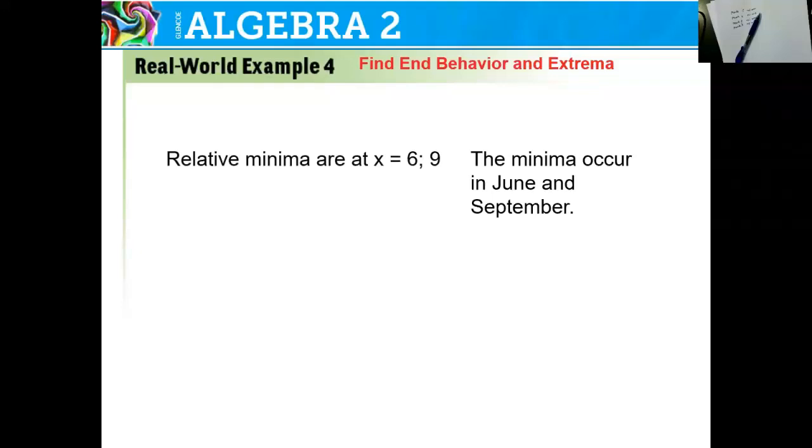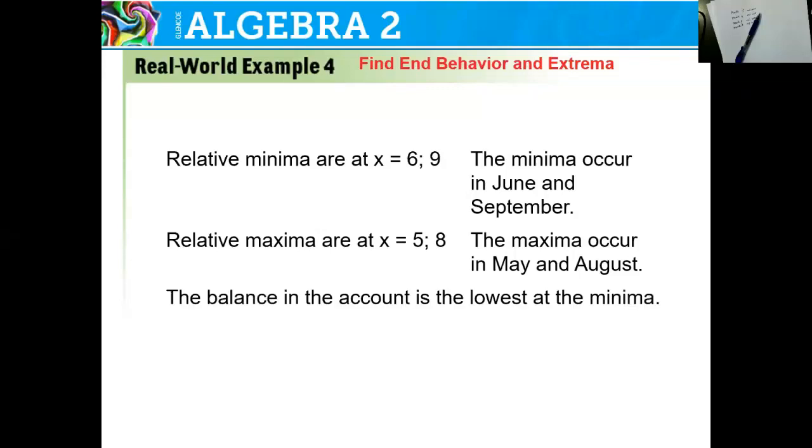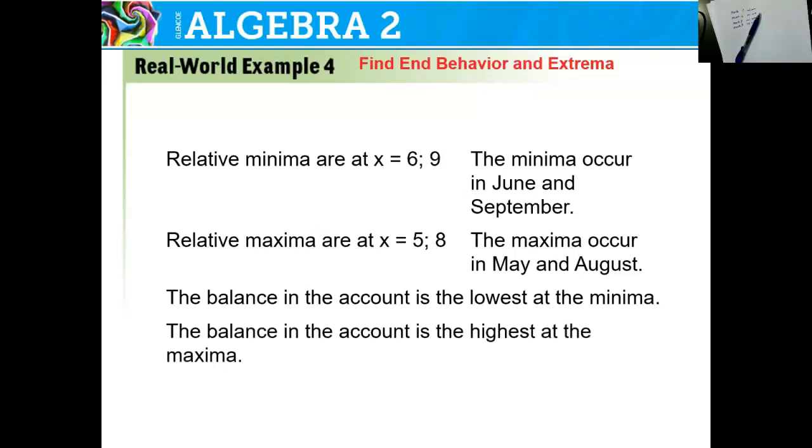So the relative minima are at x equals 6 and 9. So that's month 6 and month 9. Relative max are at month 5 and month 8. So those are the high points, comparing them to the surrounding points. Okay, and the balance in the account is the lowest at the minima. The balance of the account is the highest at the maxima. That's what it means in the context of the situation.